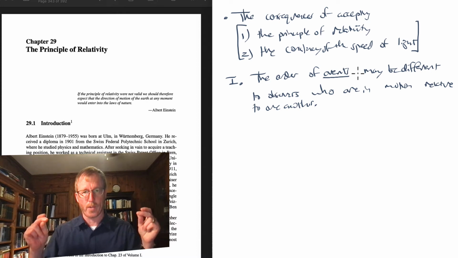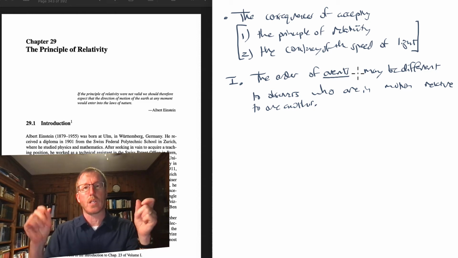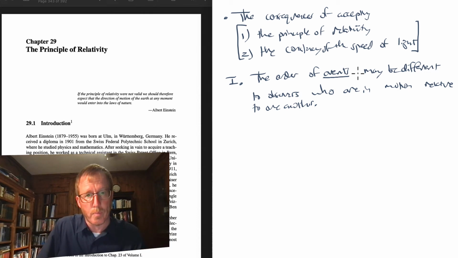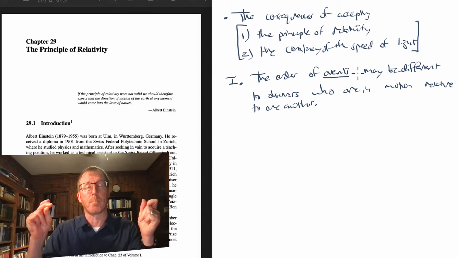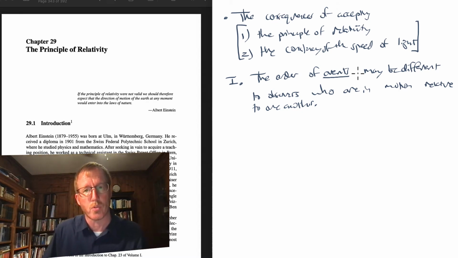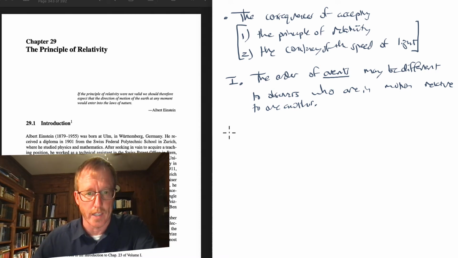So, for example, if I'm going to snap my 2 fingers, I might snap this finger first and then this one second. So I see this event happening before that event. Now it's possible that there's another observer who's in motion relative to me, moving at some high speed compared to me, who may see this event happening before this event. That is, the order of those 2 events may be different for observers who are in motion relative to one another. That is going to be one of the first consequences of accepting the principle of relativity and the constancy of the speed of light.